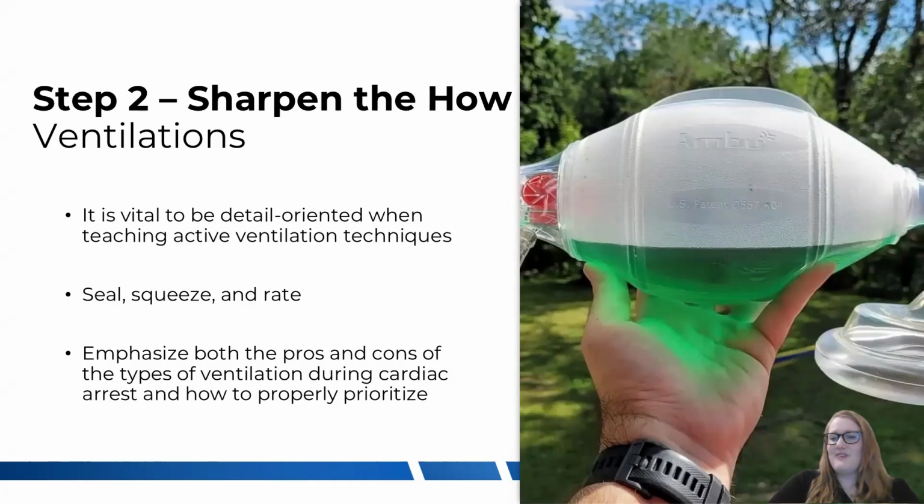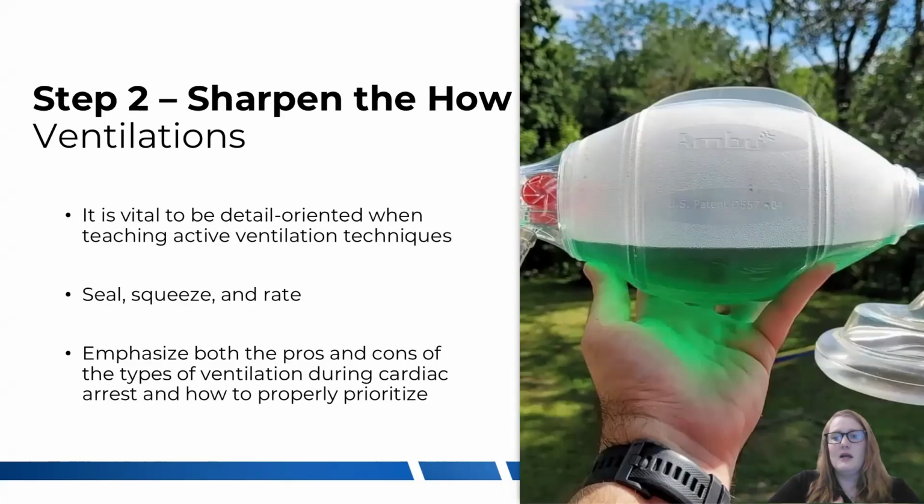Seal, squeeze, and rate are the three things that I feel like people struggle with a BVM, which is most of the skill, right? So if we don't have a good seal and we need to be doing a BVM, we're trying to force air into the lungs and we're just forcing it across the face. So making sure we have a good EC type of technique where we're sealing the mask across the face, understanding that some people are not going to be able to do that one-handed.